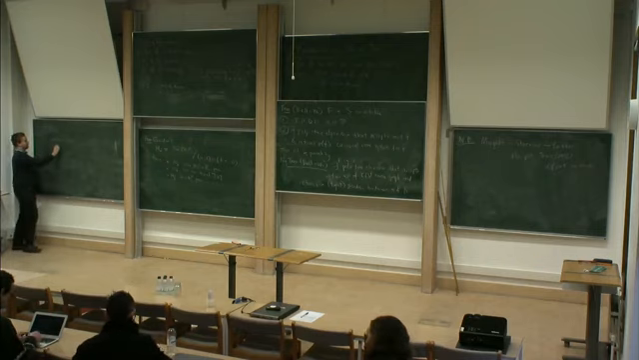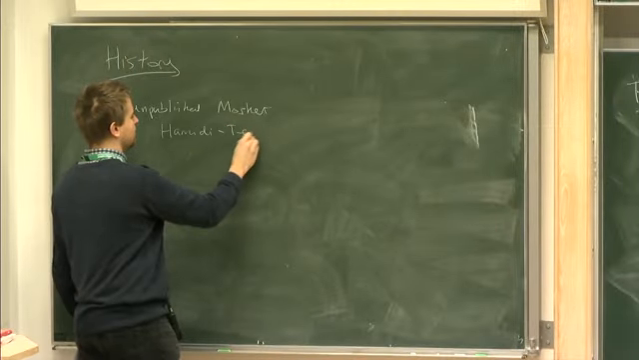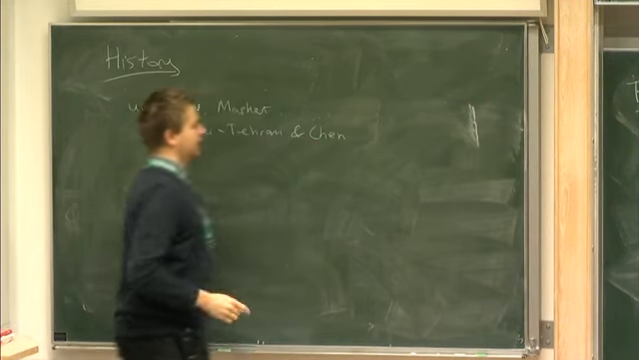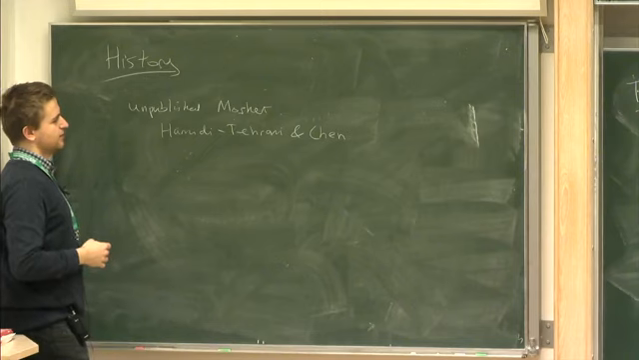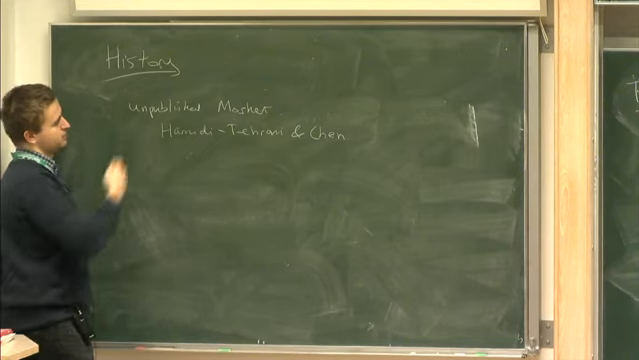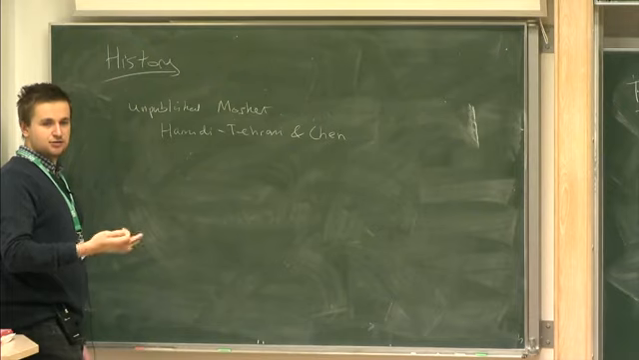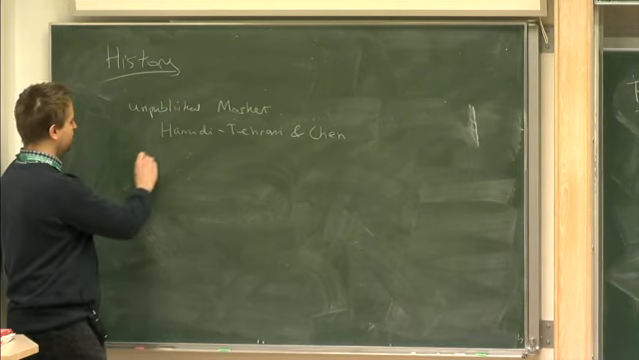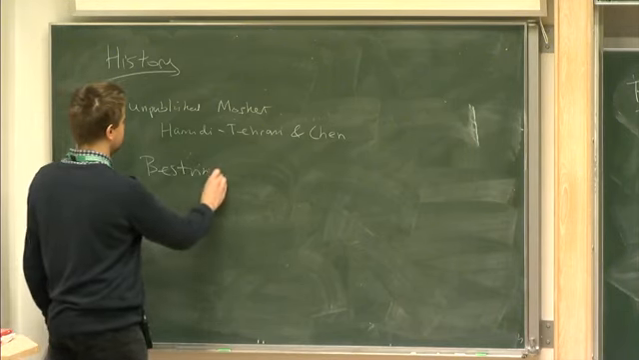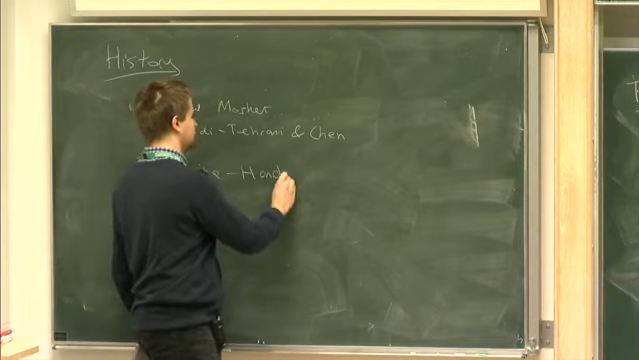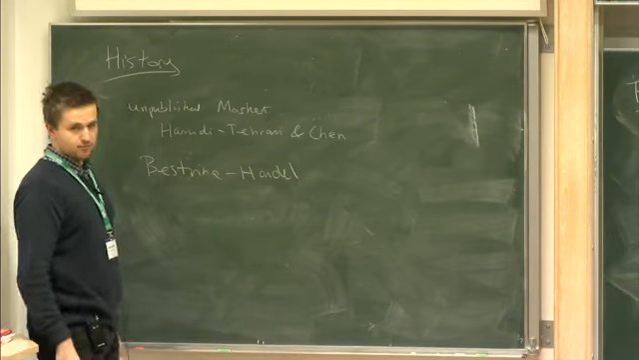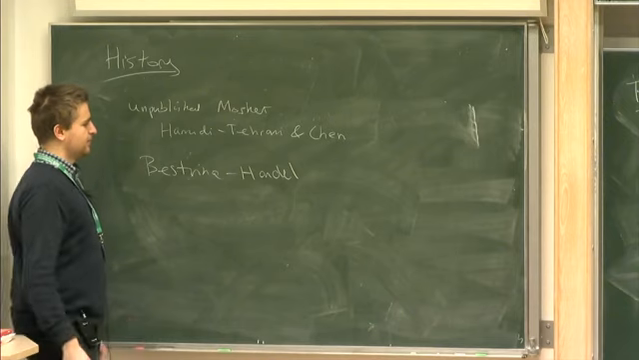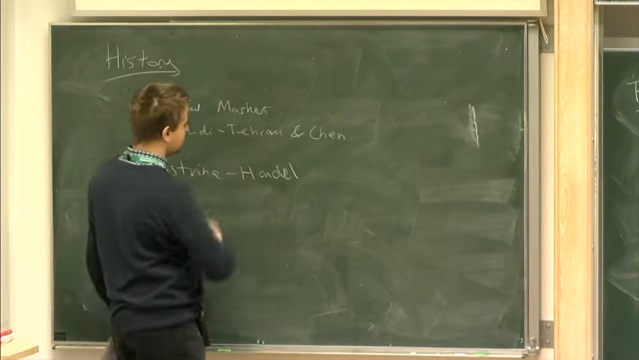And in the 90s, Hamidi Tehrani and Chen also gave an exponential time algorithm. And both of these approaches use PML and train tracks and dividing polytopes into smaller bits. Also in the 90s, Bestvina and Handel described their train track algorithm. And I believe this is exponential time in the word length in the mapping class group case.